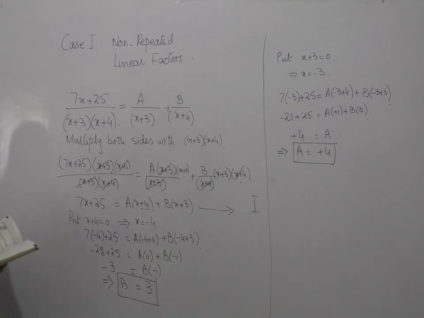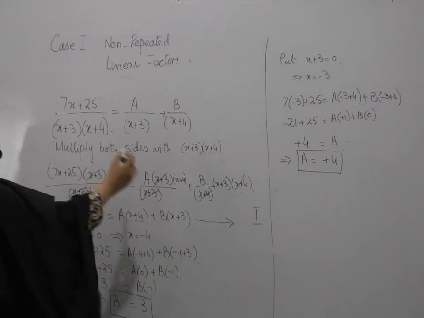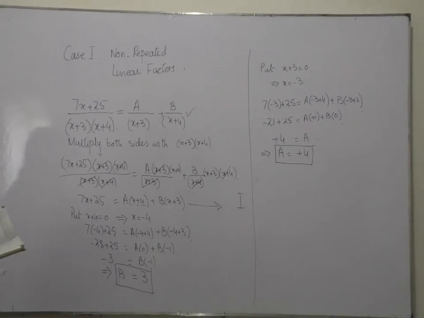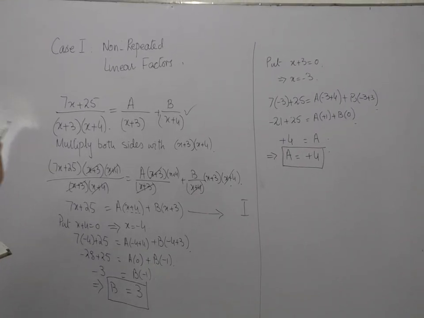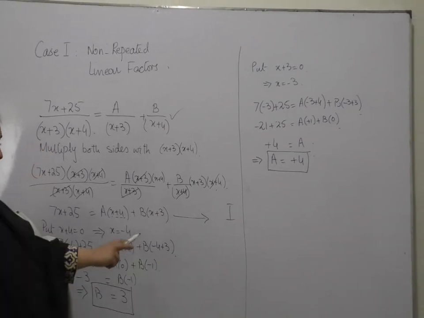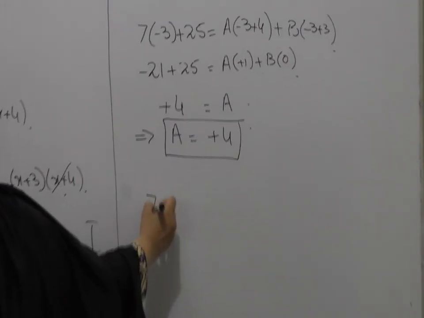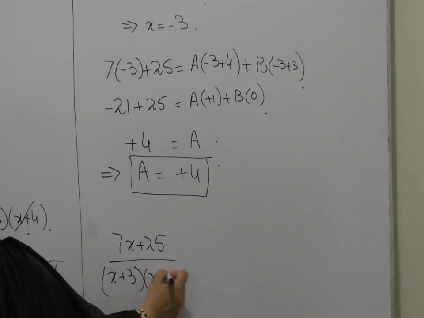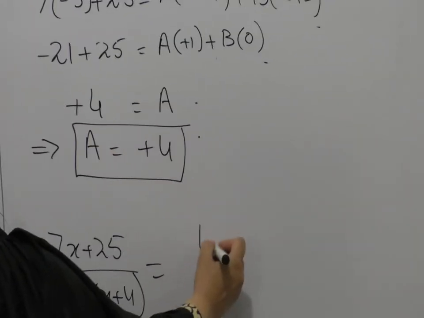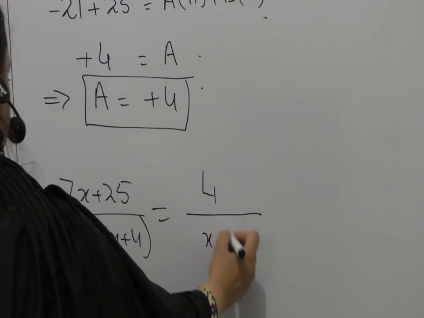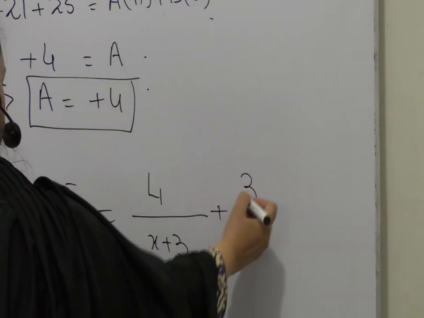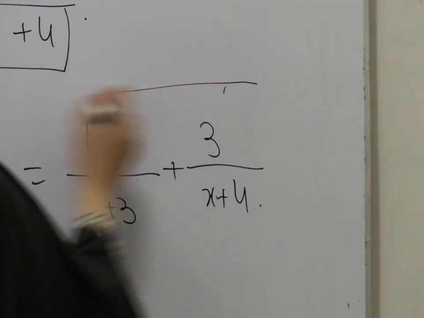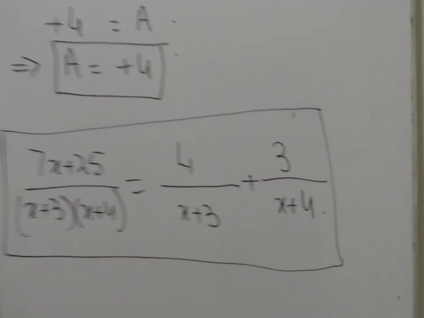Now what will we do? We put the values of a and b in this sum of fractions. So when we replace a with 4 and b with 3, which was its value, it becomes this. So here is the solution.